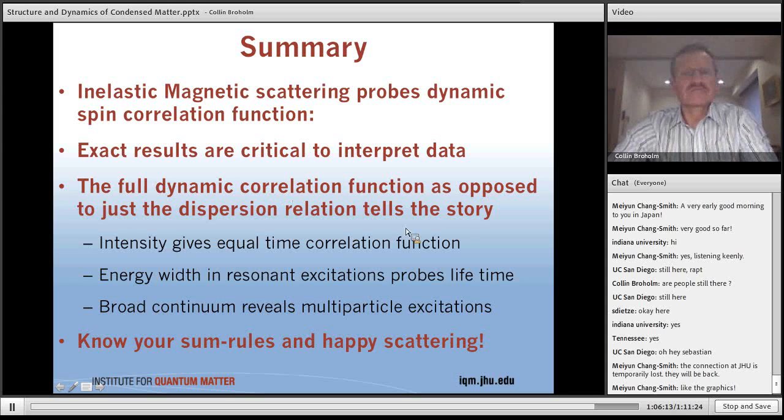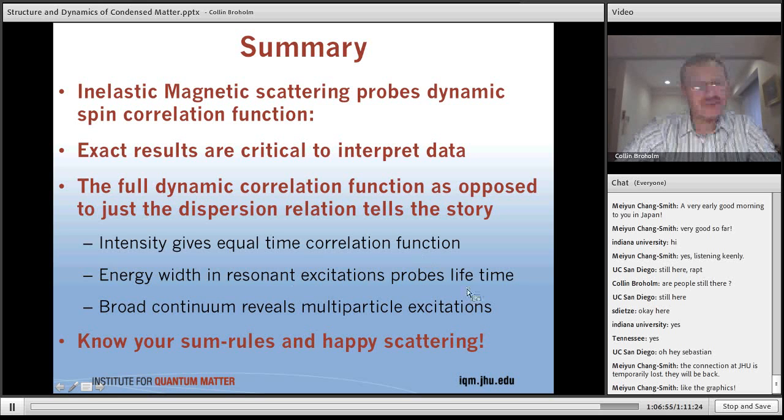And then I wanted to emphasize that in many cases we want to really measure the full dynamic correlation function, as opposed to just thinking about the dispersion relation. Certainly in the case of simple systems such as a ferromagnet or an antiferromagnet with long-range order, it might be adequate, and certainly it's an important first step to obtain the dispersion relation. But really there's more to it than that. The intensity associated with each point along the dispersion relation is important, because that gives access to what we call the equal time correlation function, which is this Fourier transform of a snapshot of the spin configuration.